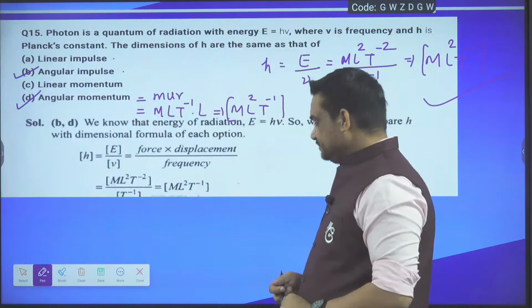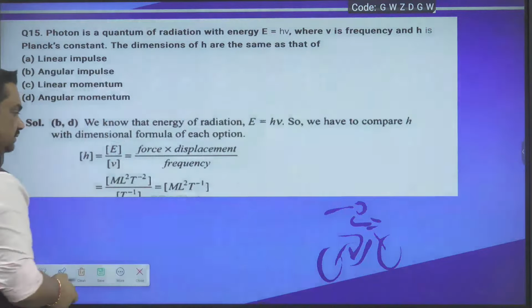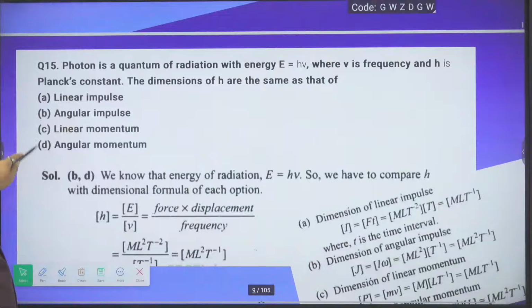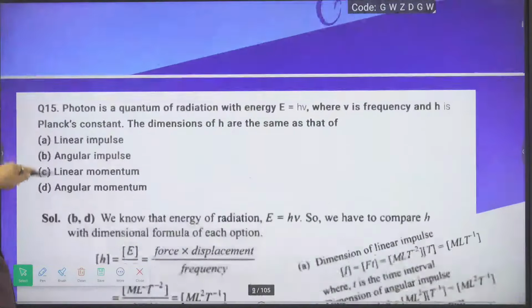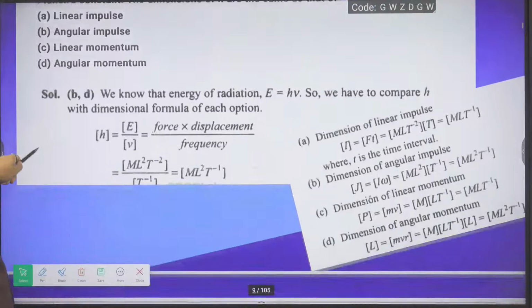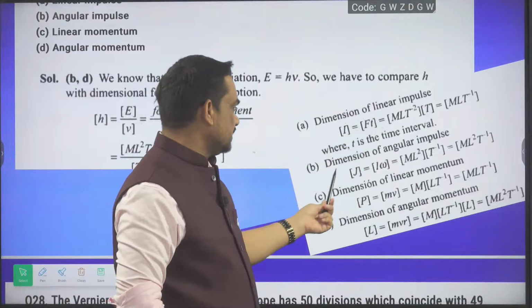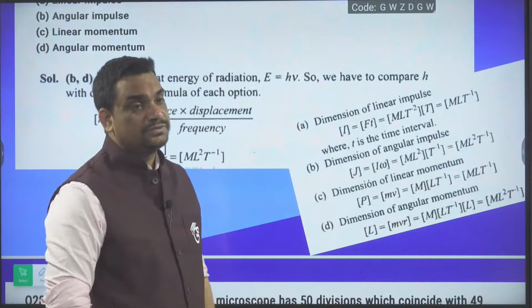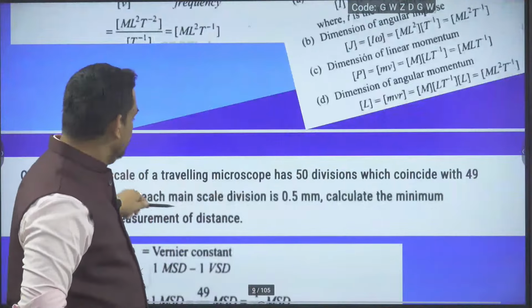Okay, moving further. This is copied one more time. In this one, basically the dimension of linear impulse is checked, and the dimension of angular impulse is checked. If you don't know the formula of angular impulse, it is I omega, like this. Same question.